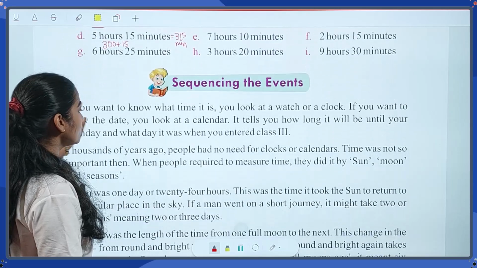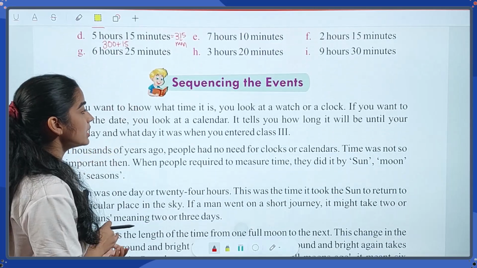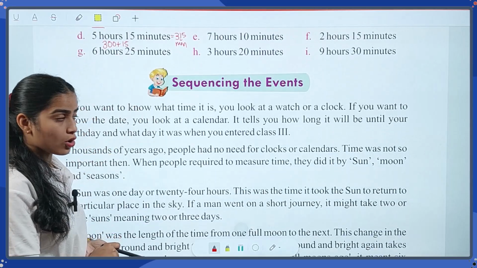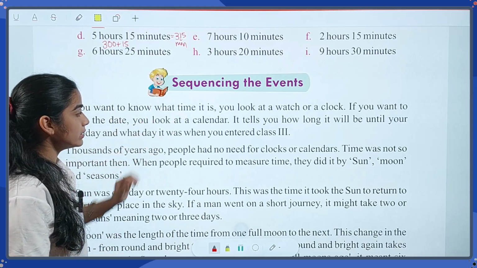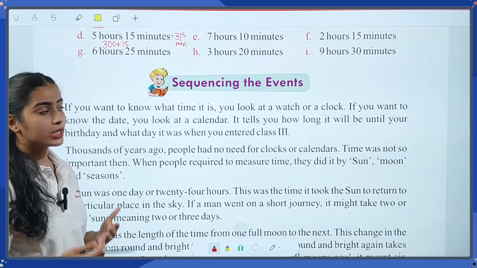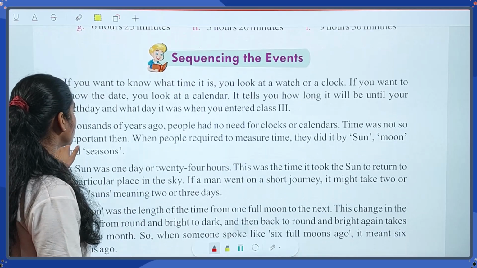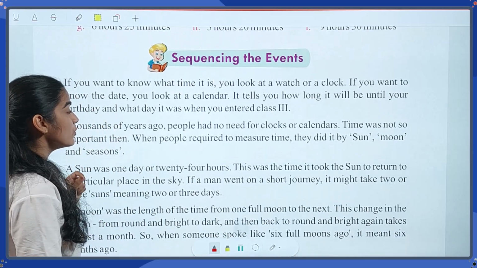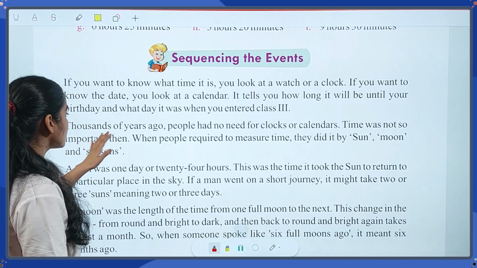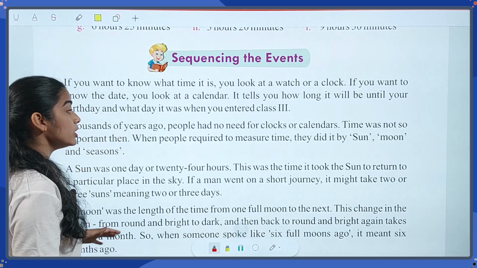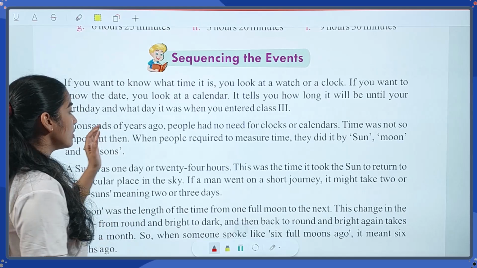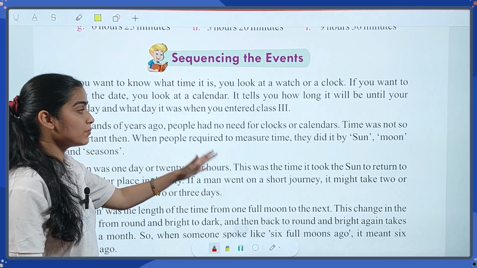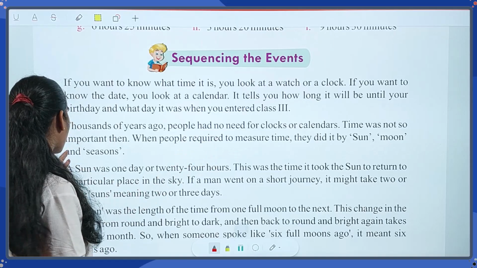Next we have to sequence the events. If you want to know what time it is, you look at a watch or clock. If you want to know the date, you look at a calendar. It tells you how long it will be until your birthday and what day it was when you entered class 3. Thousands of years ago, people had no need for clocks or calendars. Time was not so important then. When people required to measure time, they did it by sun, moon, and seasons.